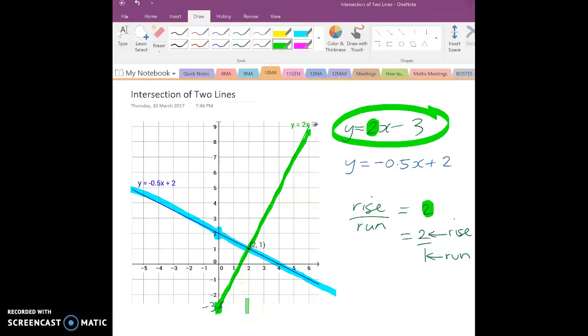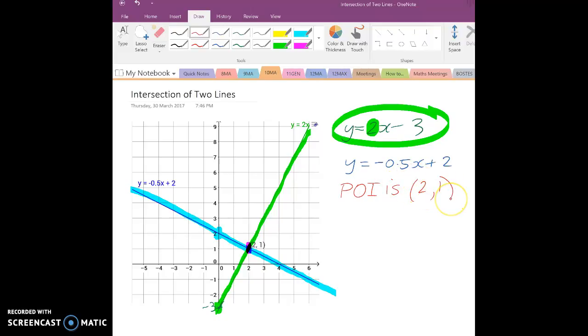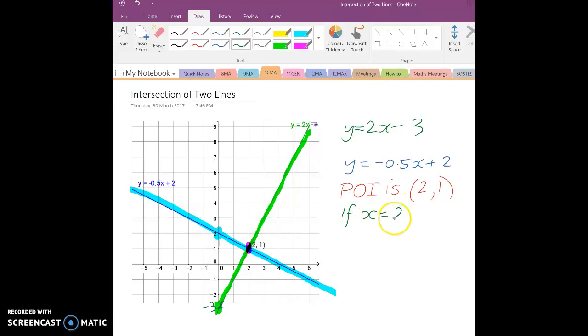Okay, what's interesting now is what we want to know is what is the intersection of those 2 points. I think we can all see it. There it is there. So the point of intersection, POI, is 2, 1. That means that has to satisfy both of those equations. Let me see if I can get rid of that little green blob. Oh, I got rid of the 2 as well. Better put back. All right, so if x is 2, right, that's that bit, then y is 1, that bit.